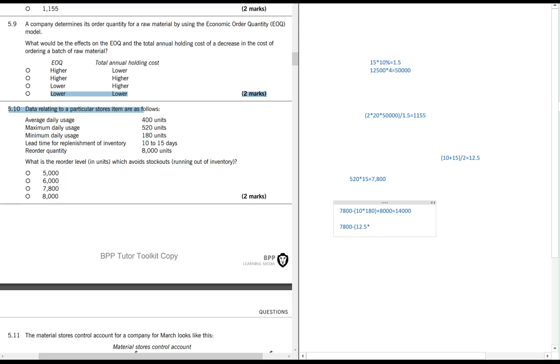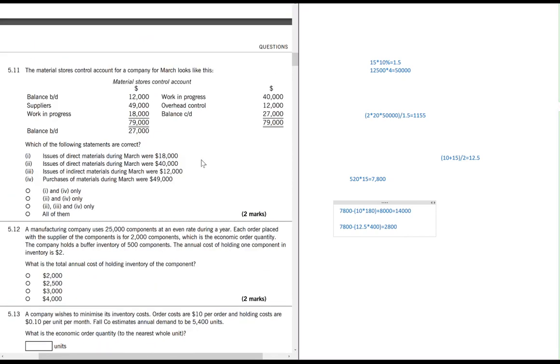12.5 multiplied by average usage is 400. It would be 2,800. Next, there's a double entry about material. My recommendation, there's nothing complicated about it, but my recommendation is to look at it after process costing. So for now, just skip it.